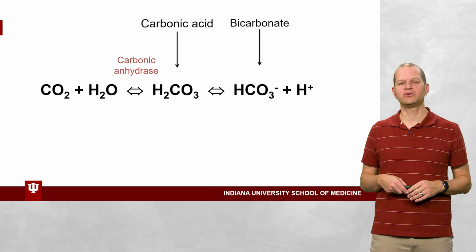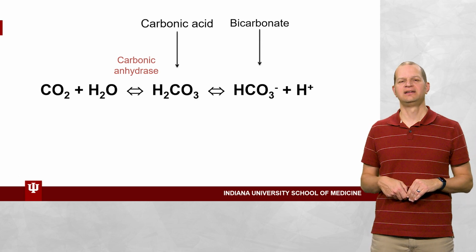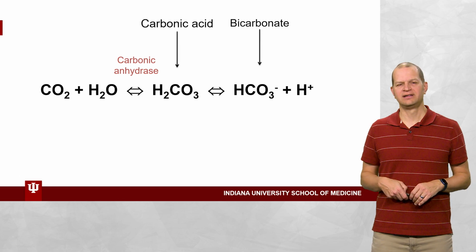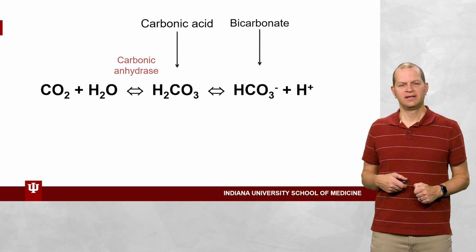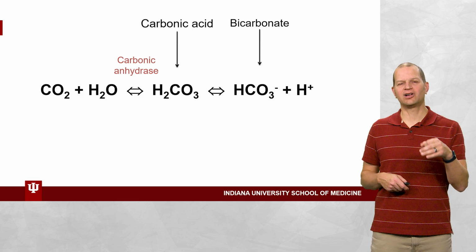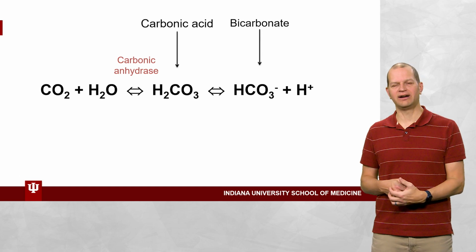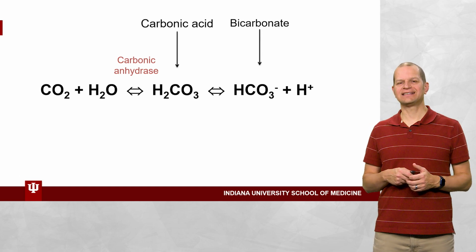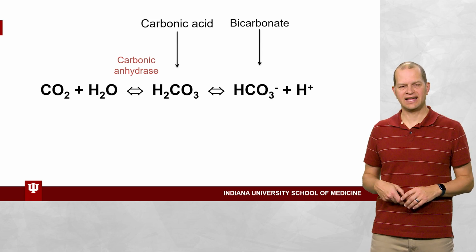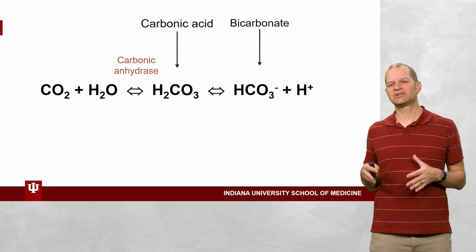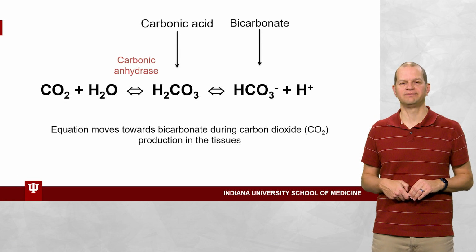This is one of the few chemical equations we will talk about in this entire class. So let me walk you through this. So we've got CO2, or carbon dioxide, plus water, with the help of an enzyme called carbonic anhydrase, will be converted into carbonic acid. Carbonic acid then breaks down into bicarbonate plus hydrogen ion. Now, as you can see, these arrows go in both directions, meaning that this is a reversible reaction.